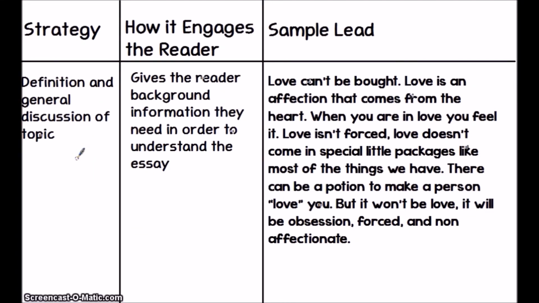All right, the final example that I'm going to apply to my Chaser essay is giving a definition and a general discussion of the topic. And this is engaging because it gives the reader background information they need in order to understand the essay. So if I thought I was writing about a topic that my audience might not know that much about, or if I thought that there was some really basic information they have to have in their minds in order to understand what I'm going to talk about in the body paragraphs, well, then this would be the strategy that I would pick.